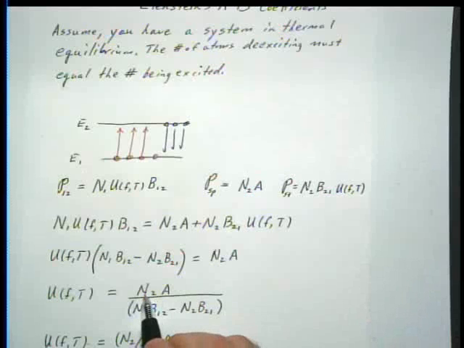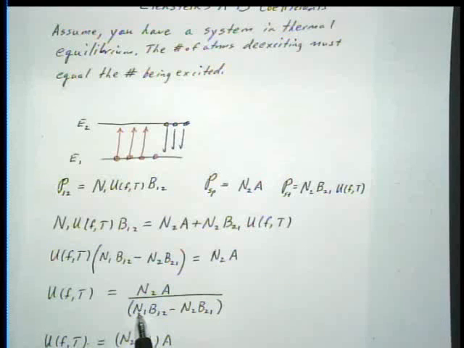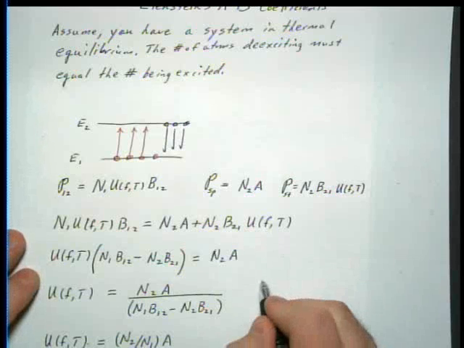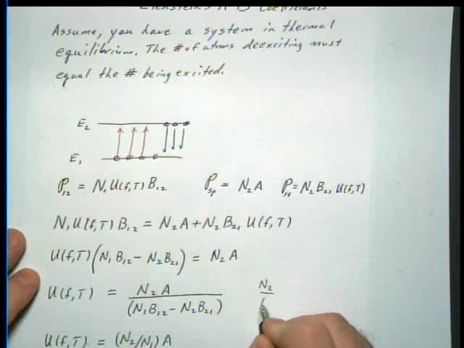For instance, N2, the number of atoms in the second region, and then I'm multiplying by a constant I don't know. And then N1, the number in the first region, which I don't know, times B12, a constant I don't know, minus N2, which I don't know, times B21. I don't know the individual values N2 and N1, but I do know their ratio. Their ratio is governed by the Boltzmann distribution, so I do know that. So the point is, I don't know N2, I don't know N1, but I know this.